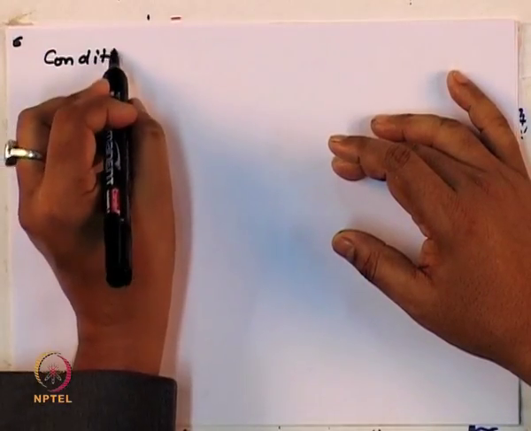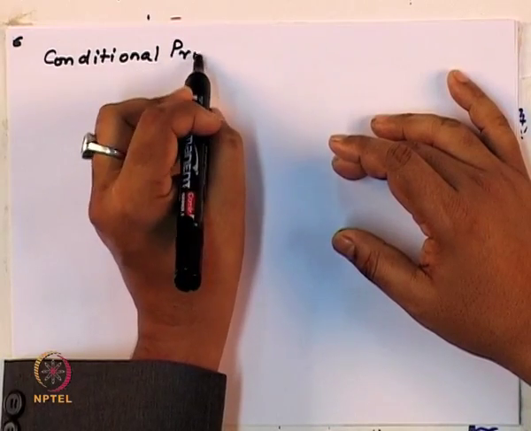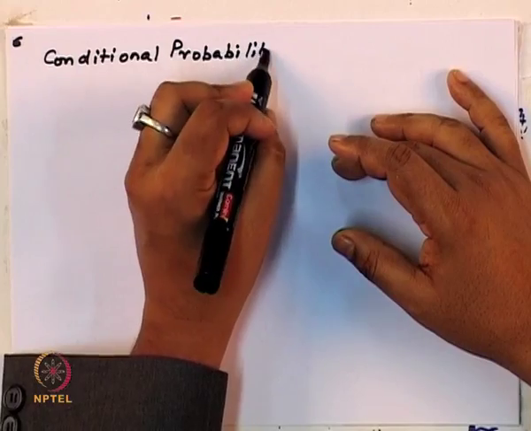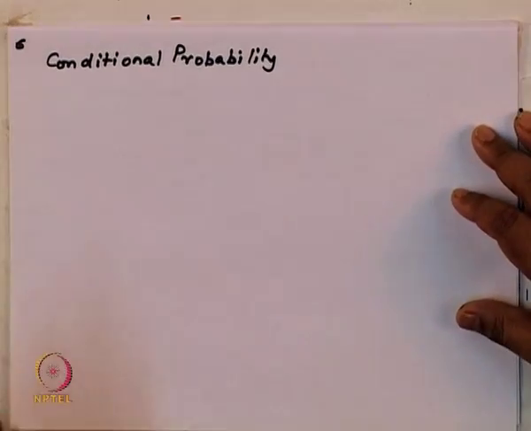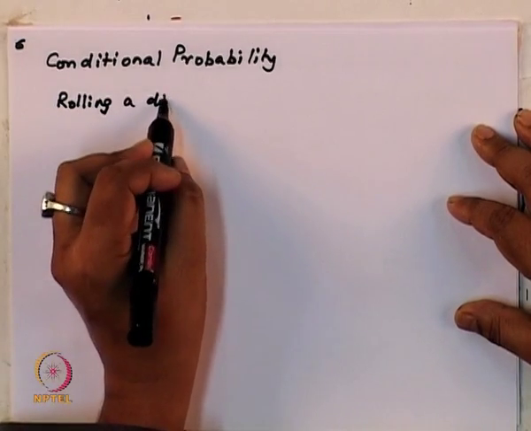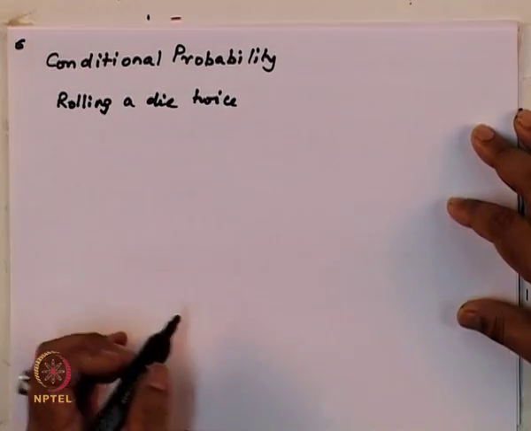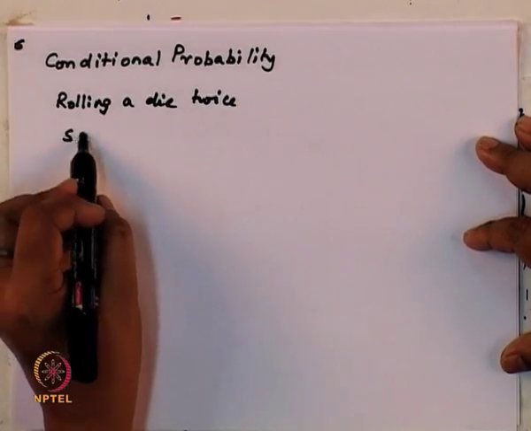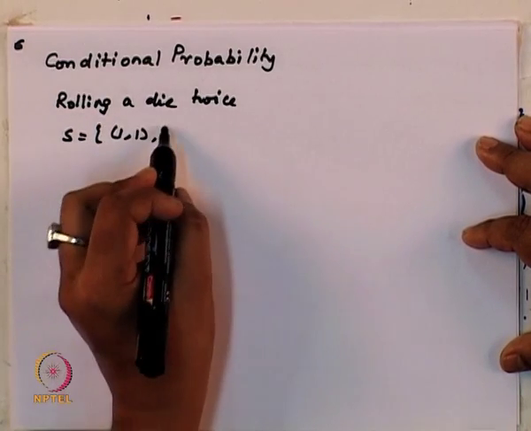Okay. So, with this I would like to conclude my section on permutation and combination, and introduce a very important concept of probability called conditional probability. Let us take a simple case. Imagine you are rolling a die twice. What are my possibilities? My sample space is given by all these combinations.